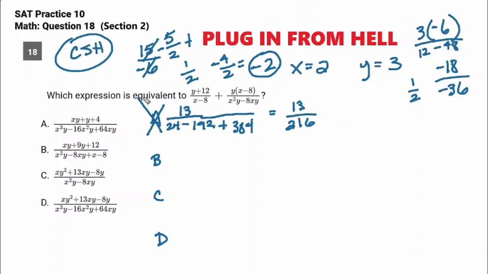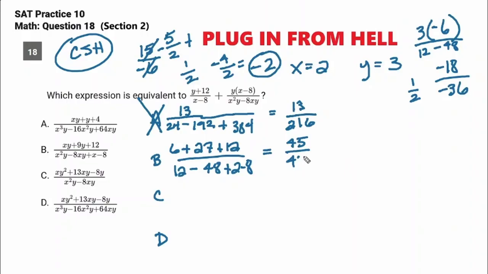Go on. All right, B, x times y, 6, plus 9 times y, 27, plus 12. I'm going to add those up on the top. We get 45. And then on the bottom, x squared y, so that's 4 times 3, that's 12, minus 8 times 6, that's 48, plus 2 minus 8. That's negative 42. Top's bigger than the bottom, not going to work. So B is gone. All right, let's try C.